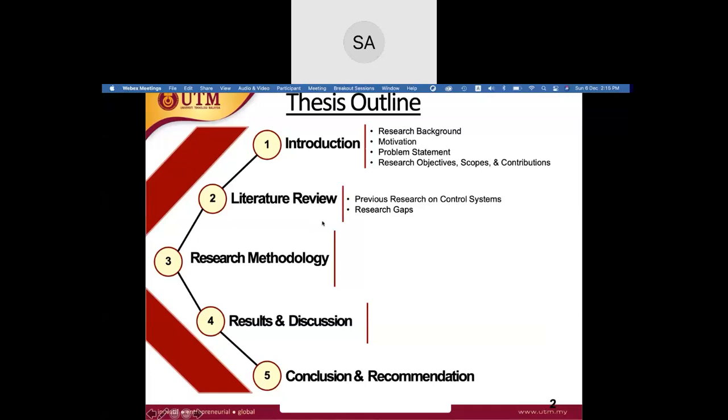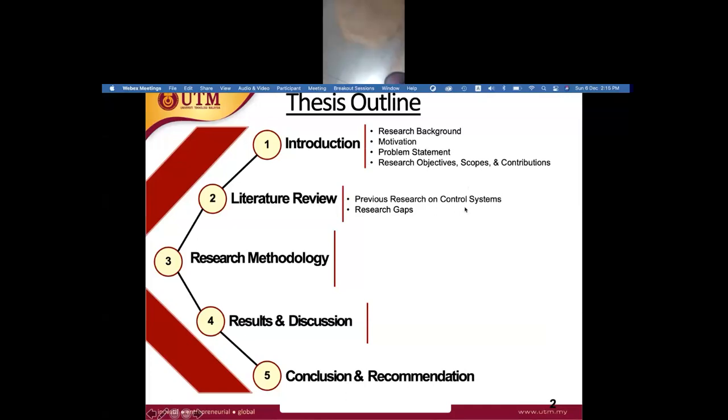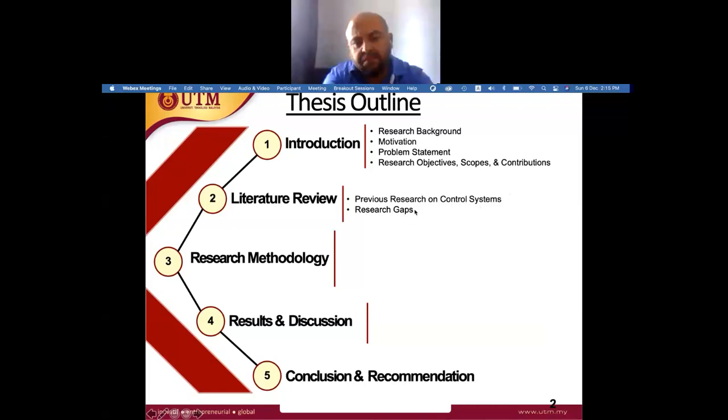Then comes the literature review. Literature review basically is about previous research. This one is just examples. In this case, because my field is control system, I just put previous research on control system, for example. Why I want to focus on control system, for example, and then please take note of this research gap. This is very, very important. All panels will always ask for the research gap.